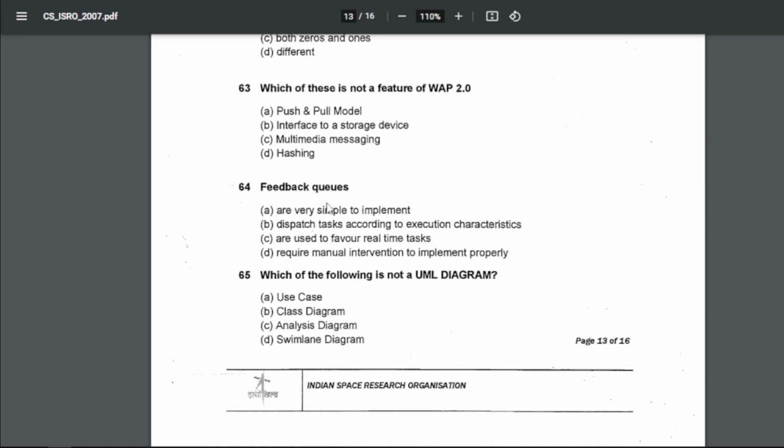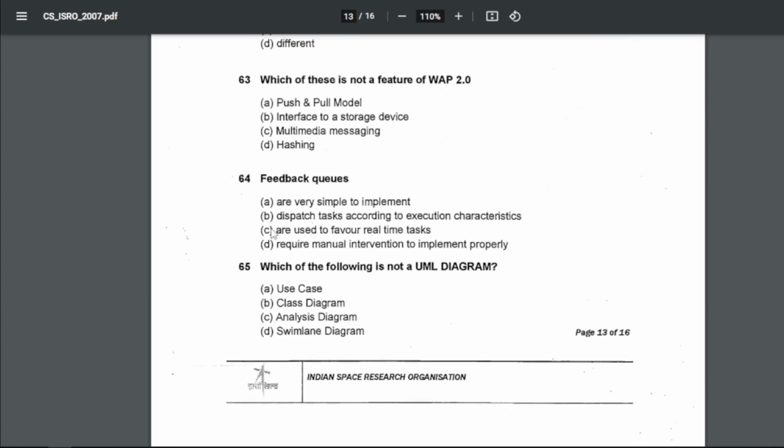Next is 64, that is, feedback queues is what? Basically, feedback queues dispatch tasks according to execution characteristics. So for 64, B will be the answer. Feedback queues dispatch tasks according to execution characteristics, right?